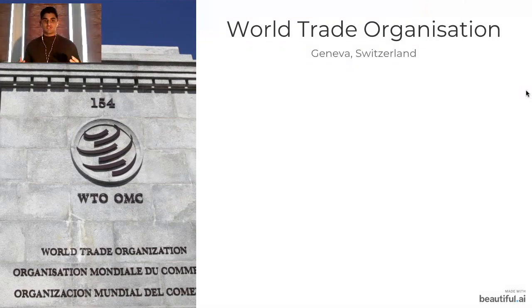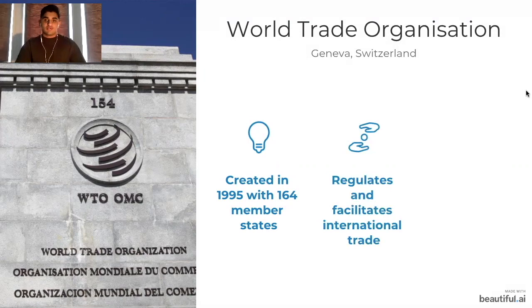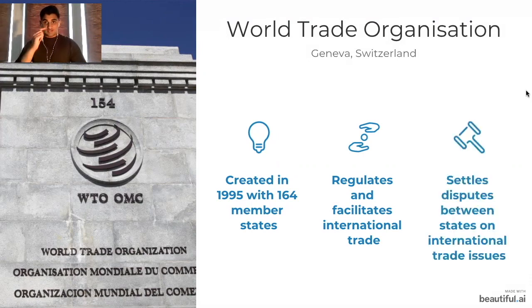Headquartered in Geneva in Switzerland, it was created in 1995 with 164 member states. And the whole idea of the WTO is that it has to regulate and facilitate international trade for all the reasons that we mentioned in the first lecture: to reduce poverty, to reduce war, human cooperation, etc. And one of the ways that the WTO does this is that it settles disputes between states on international trade issues. It has a really efficient and easy way of settling disputes through its own WTO panels, which see lots and lots of cases every year.